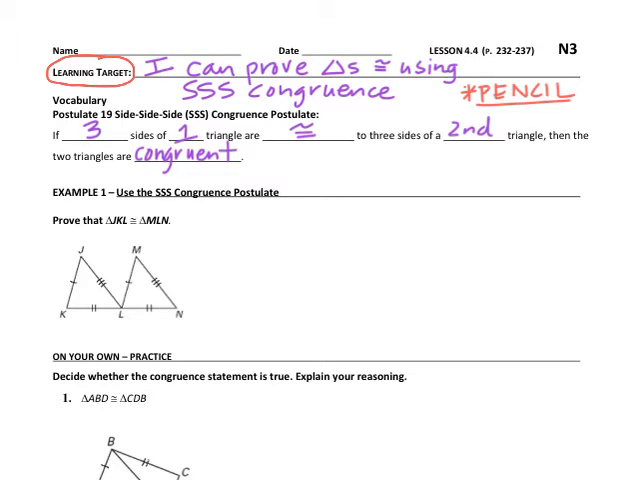If you don't have a pencil, please switch to a pencil now. It is required for all work done in the geometry class.